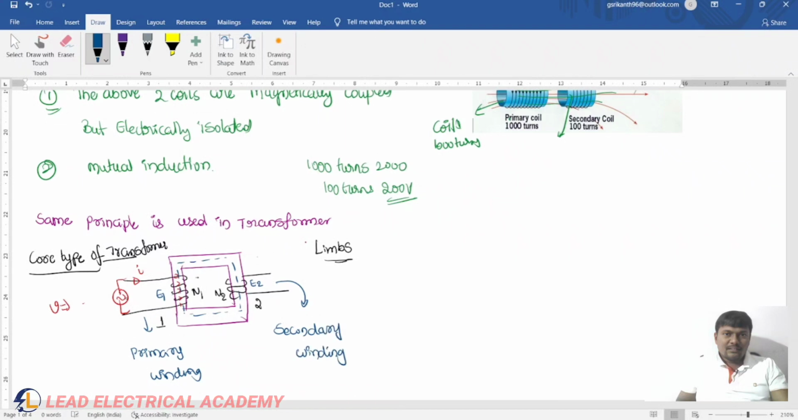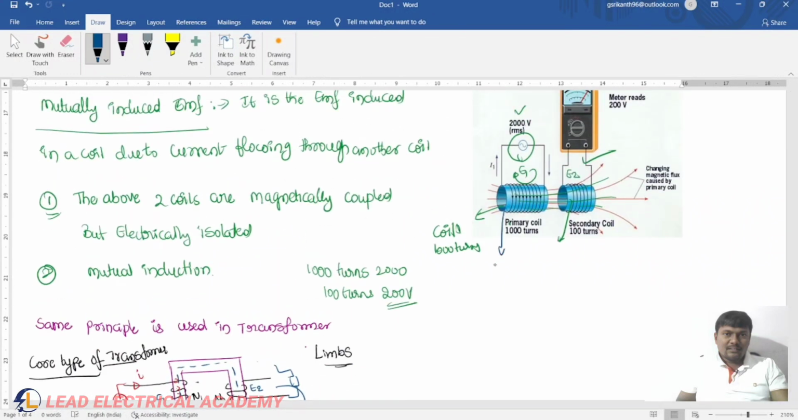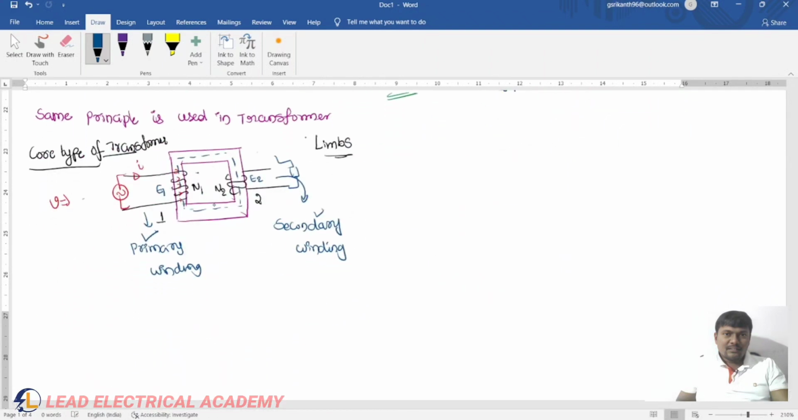We can define it like this: the winding which receives the supply is the primary. The winding which delivers the energy to the load is called the secondary winding. So in this one, coil 1 is the primary coil because we are giving a sinusoidal supply, and coil 2 is called the secondary coil or secondary winding. You can use this secondary winding as a primary and the primary winding as a secondary, vice versa.